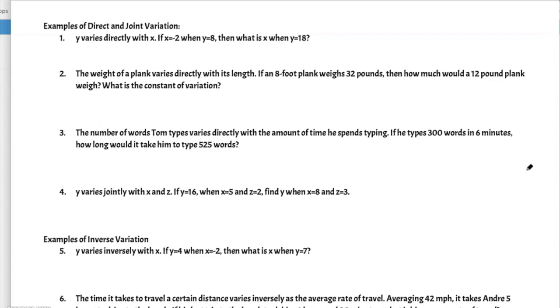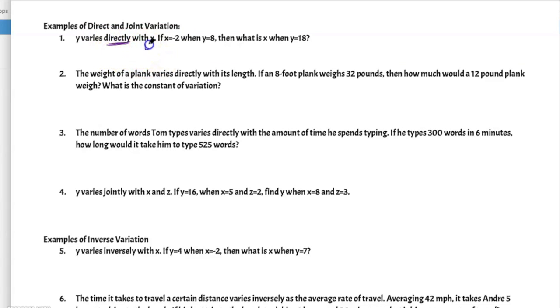The questions that you have for these are going to be written out more as word problems, which is why we were looking at those steps up here before. So we're going to want to pay attention to how they're varying. So y varies directly with x.